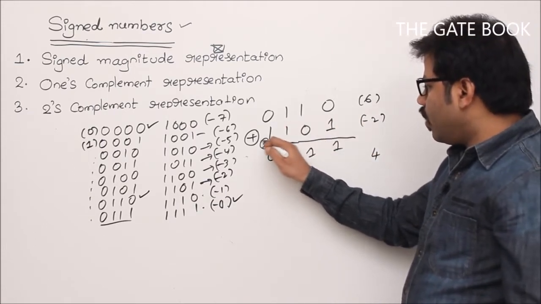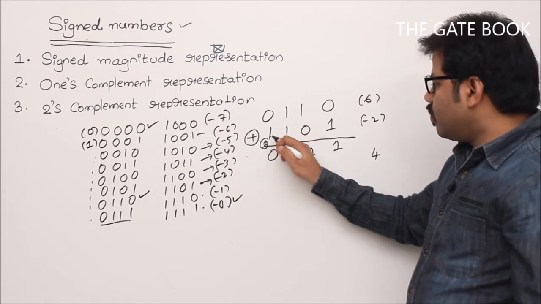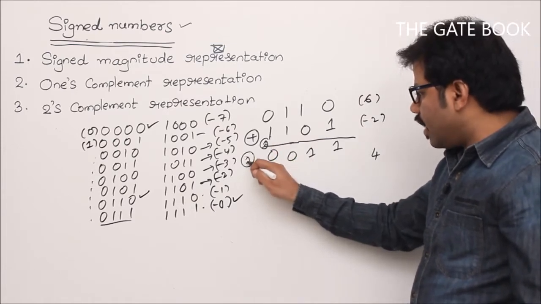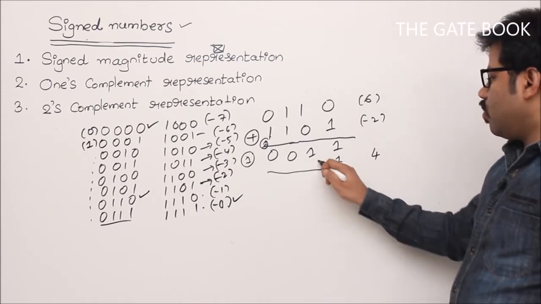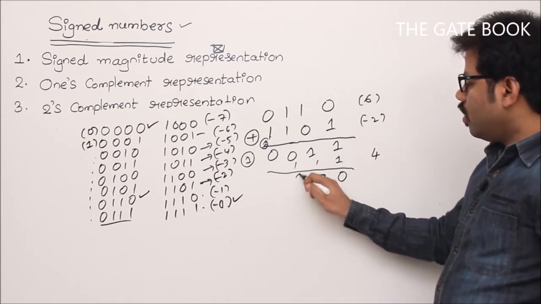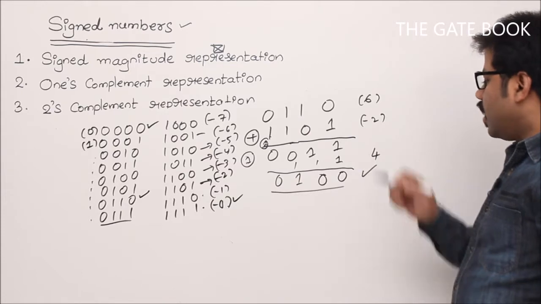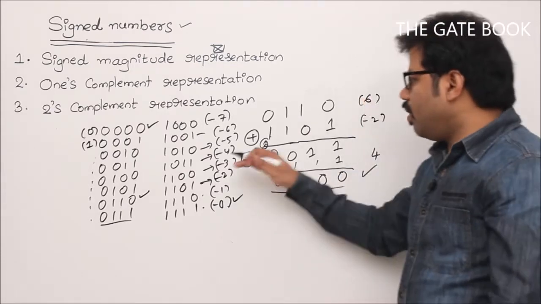You got an end around carry, you see. 1 plus 1, 0. You got carry. Sir, what to do with this carry? Take it and add it here. You get a surprising result. 1 plus 1, 0. 1 plus 1, 0. 1. Yes, 4. So that is one beauty of this ones complement representation.